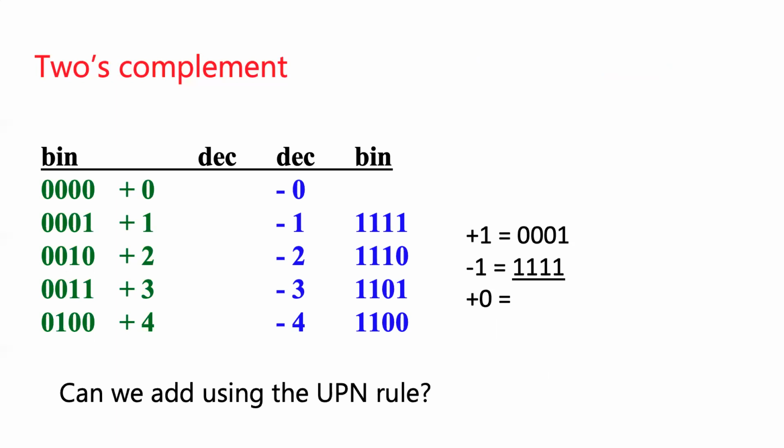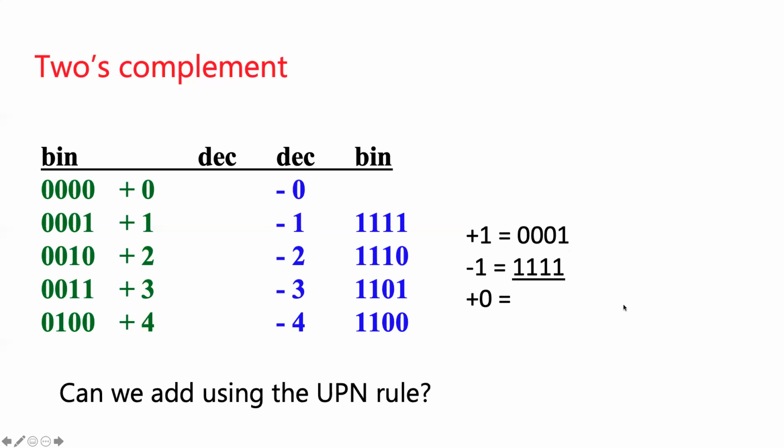What does it take to add numbers in 2's complement? Well, we can try the way we would add numbers for a regular unsigned positional number system. Let's take an example, +1 and -1. Well, we can read them off the table. +1 is 0, 0, 0, 1. -1 is this guy right here, all ones.